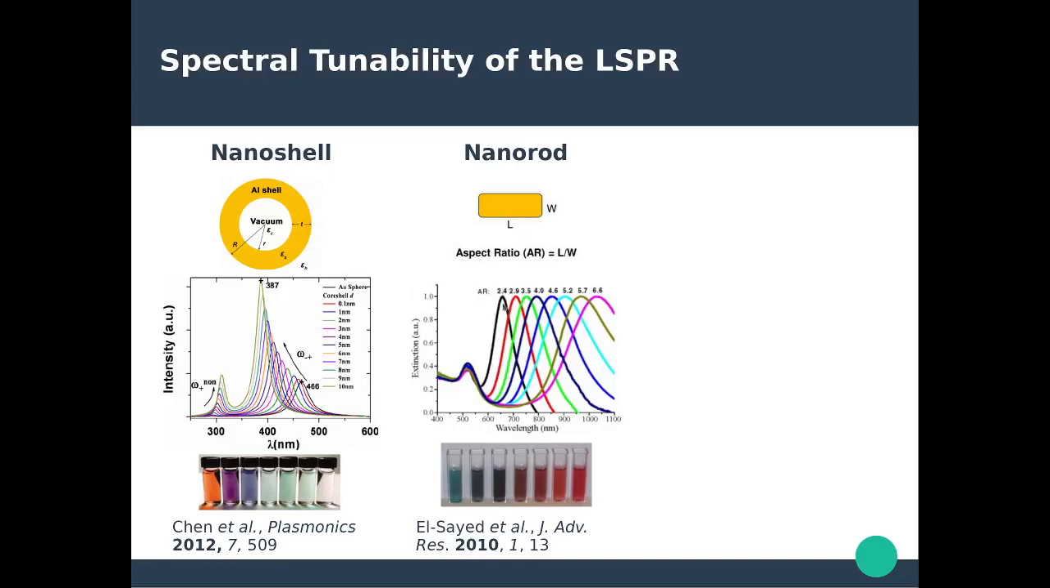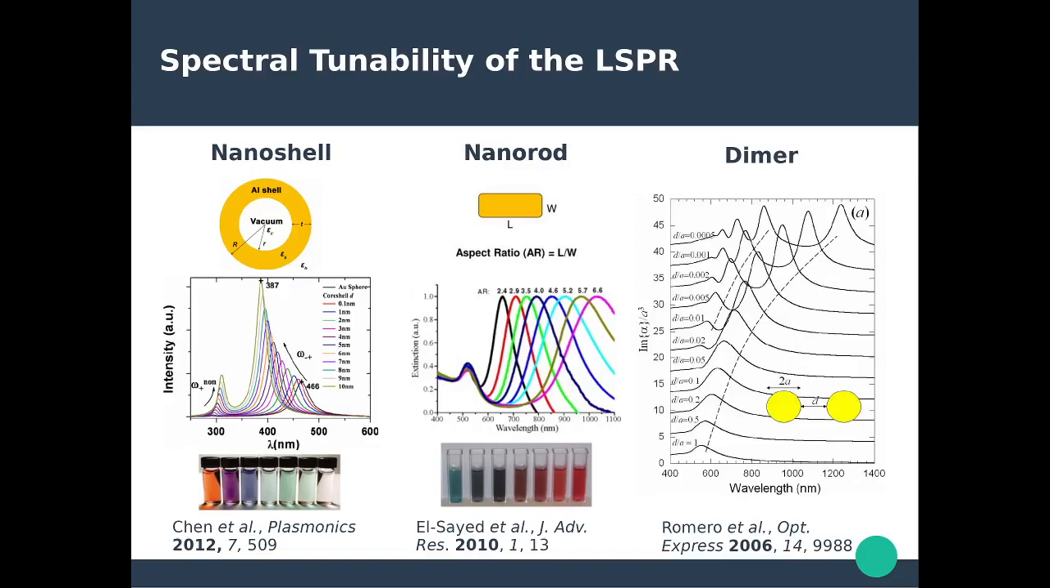ratio of 2.4. You elongate the nanorod, then you shift all the way to pretty much 1100 nanometers from 650 here. So it's the same thing. This can be visualized directly from the nanoparticle solution. So the particles will basically absorb and scatter light at different wavelengths.